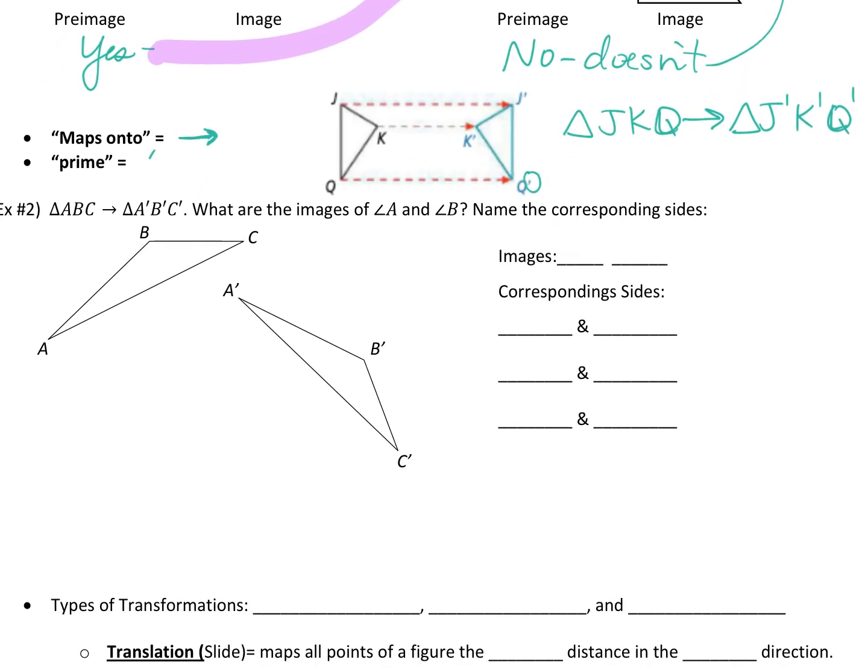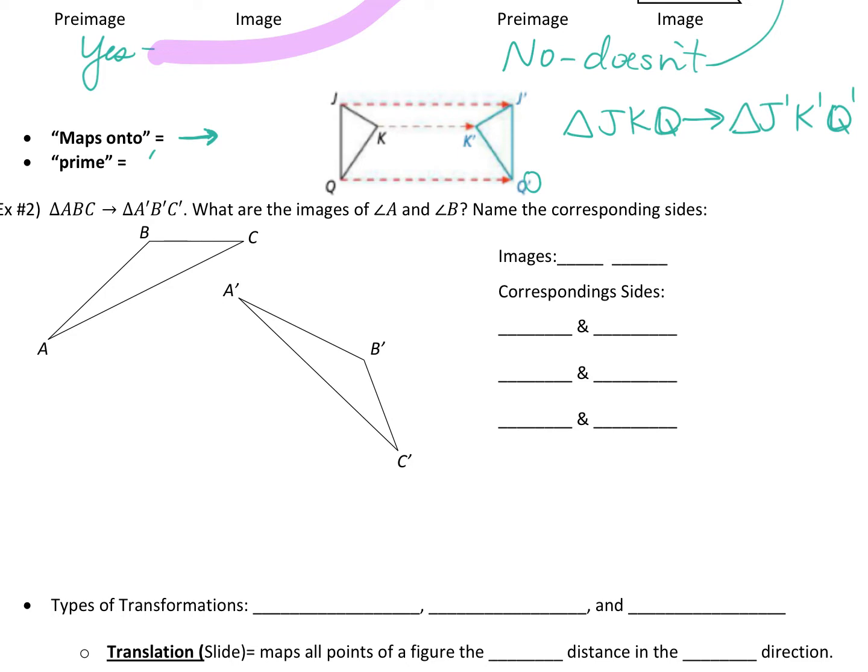Okay. Yes, ma'am. What exactly does it mean when something maps onto something? So you have a pre-image, and then it maps onto the image. It becomes that new image. So like this one reflected, right? It mapped onto it by reflecting to the new spot. It's basically just saying this moved to this place.